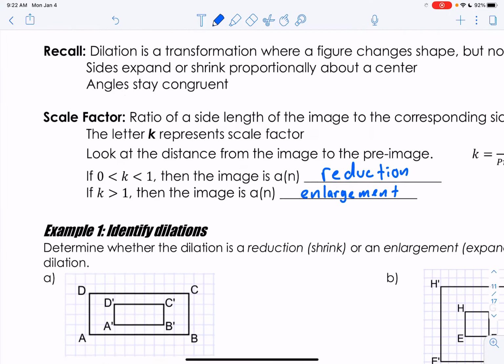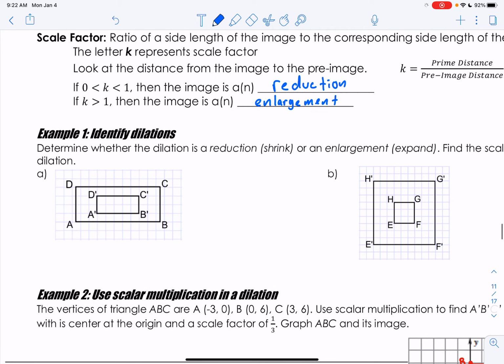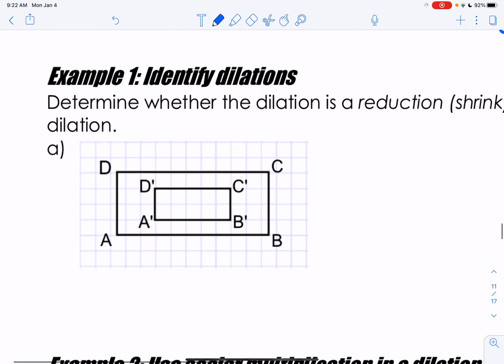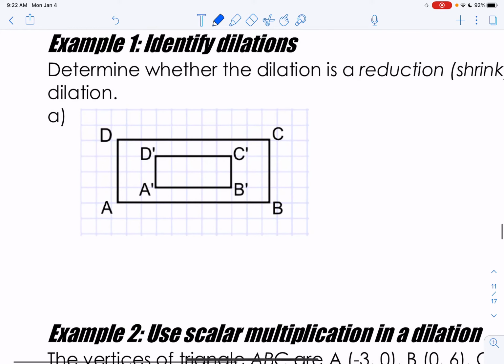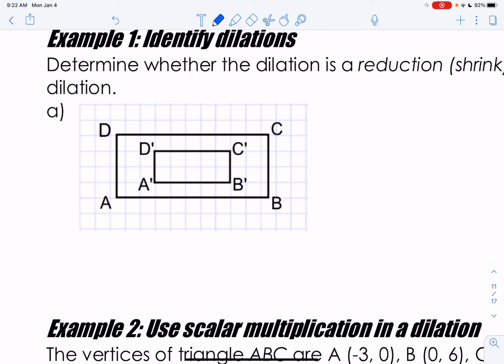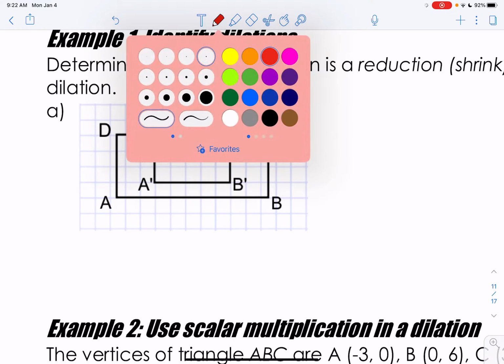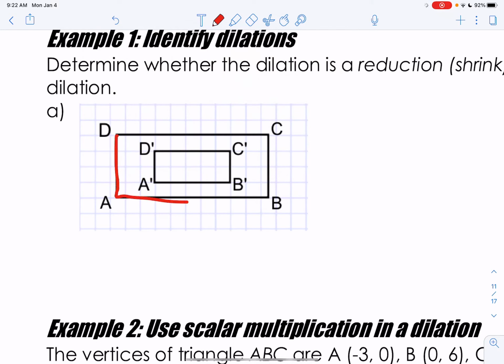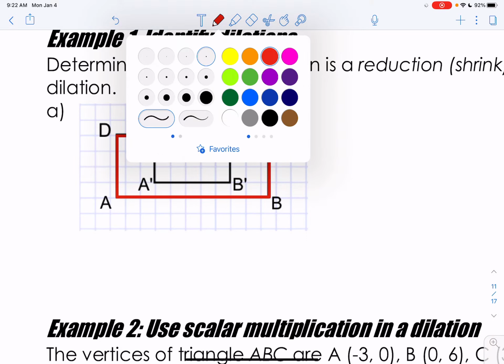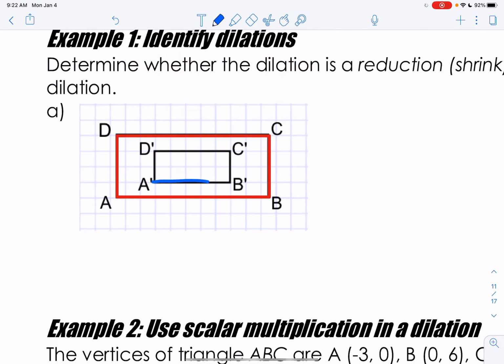All right, so we're going to do a couple examples, just identifying these dilations. First and foremost, we want to determine whether it's a reduction or an enlargement, and then we're going to figure out what the scale factor is. We always want to look at these shapes as two parts. I've got my pre-image, which is going to have all of my regular letters, so A, B, C, and D. My image is going to have my prime notation, so A prime, B prime, C prime, and D prime.